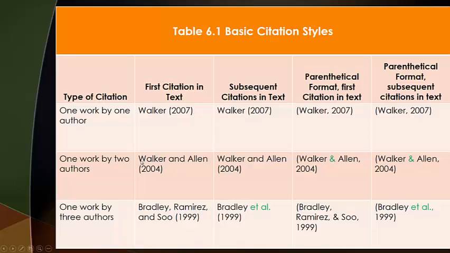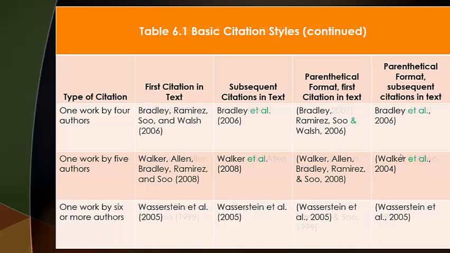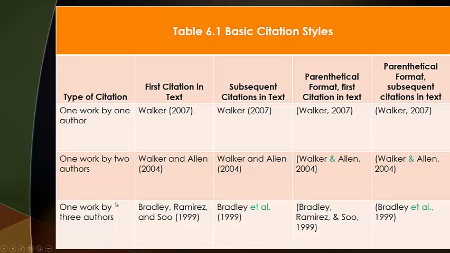When you have two authors, the only difference comes when we put it in parenthetical citation, and instead of "and," we use the little ampersand. Then three or more authors changes slightly. The first time you mention the authors, whether it's in text or parenthetical, you have to list all the authors. Every time after that, you simply list the first author and then use et al. Okay?